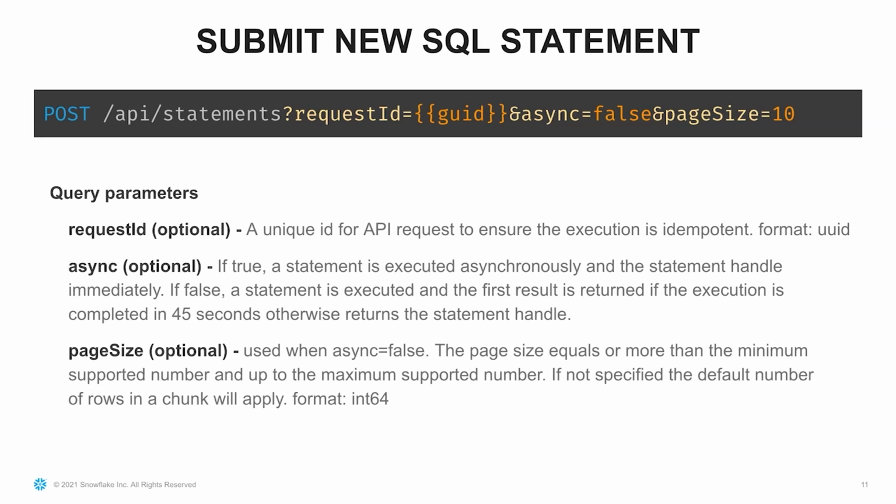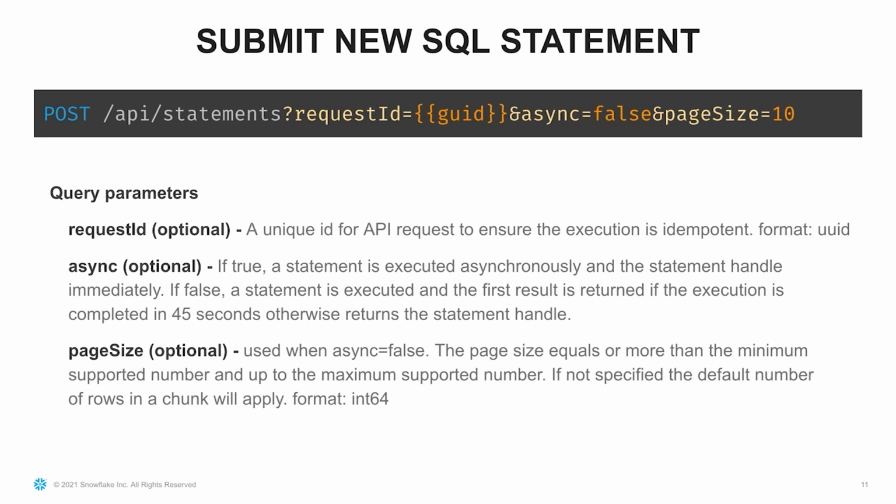The third parameter is page size. Page size is really only used when you are getting a synchronous result back. So the page size defines the number of rows in the result set of your submitted statement.